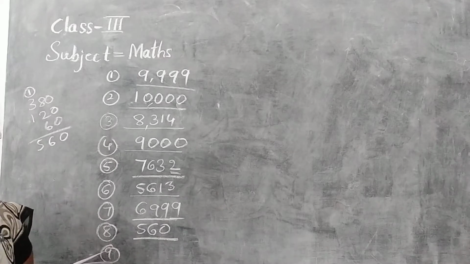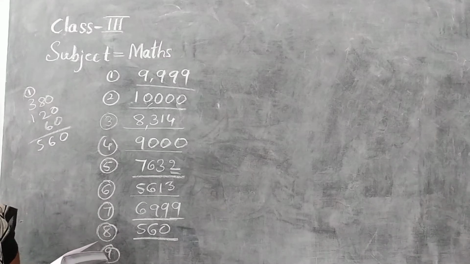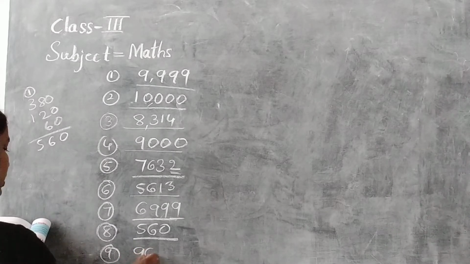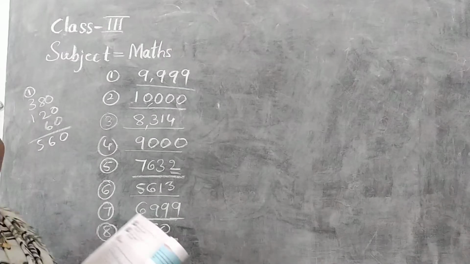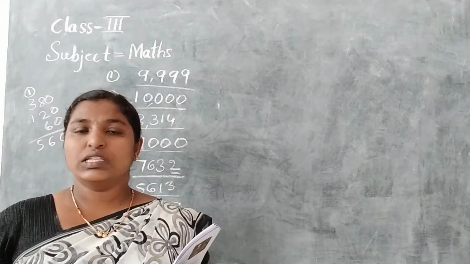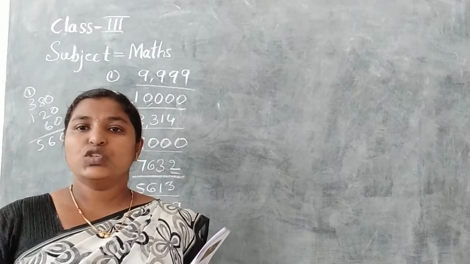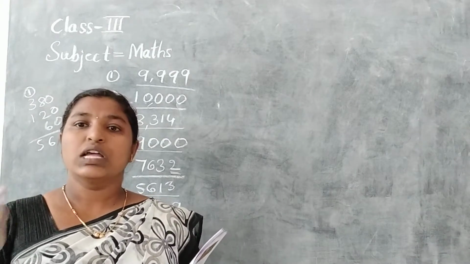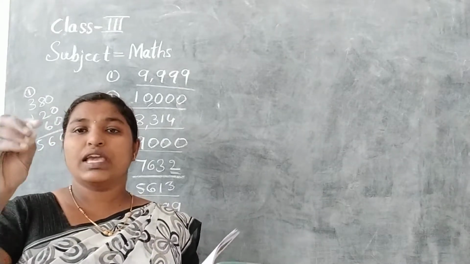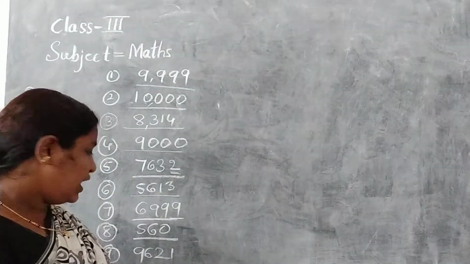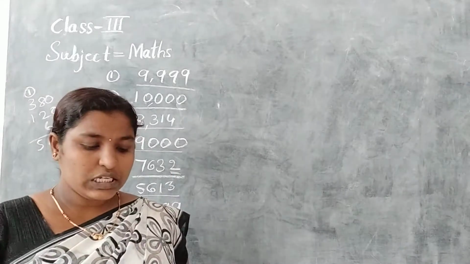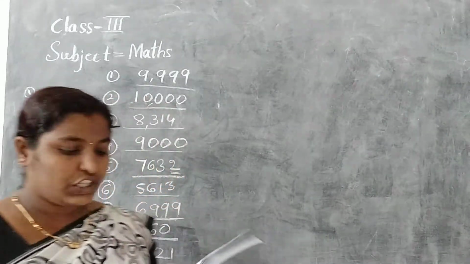Then ninth one, the greatest number formed by the digits 1, 6, 2, 9. So 9, 6, 2, 1. To form the greatest number by using some digits, what we should do is write the given numbers in descending order, highest to smallest, biggest to smallest, then it will become the greatest number of the given digits.